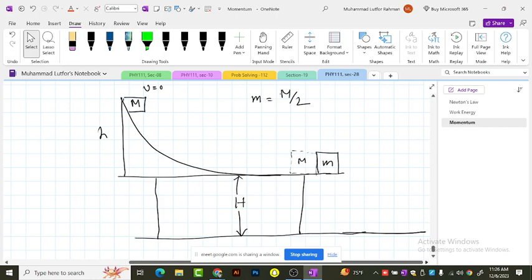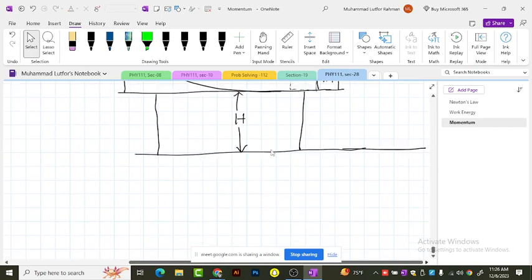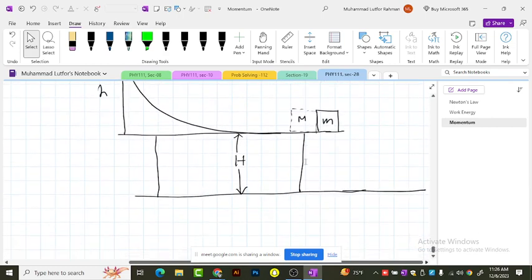Alright, so that means the bigger object is going to strike the smaller object. Fine. So this is another comprehensive problem I'm doing for you. I have to find out if they fly off, then I have to find out the distance. This is the distance for the bigger mass.